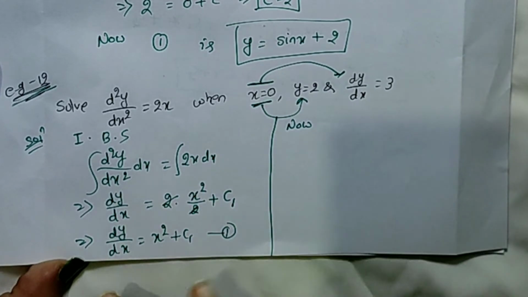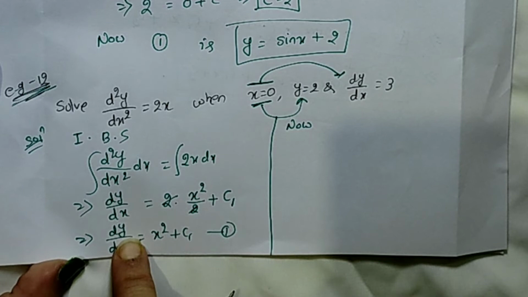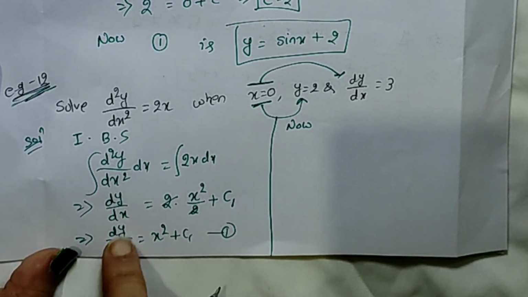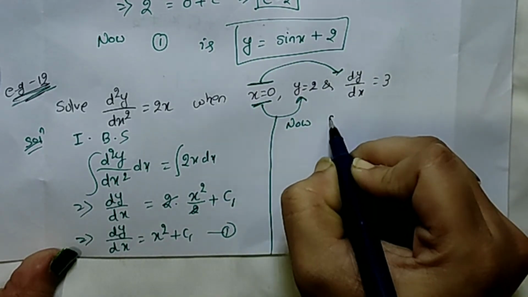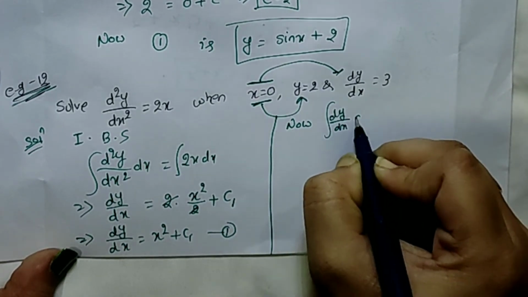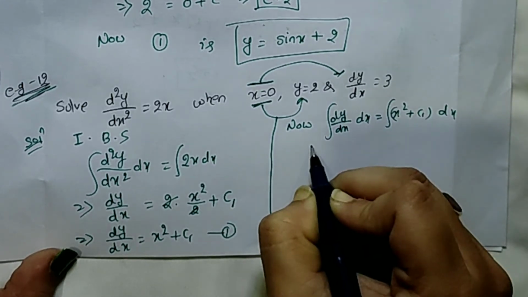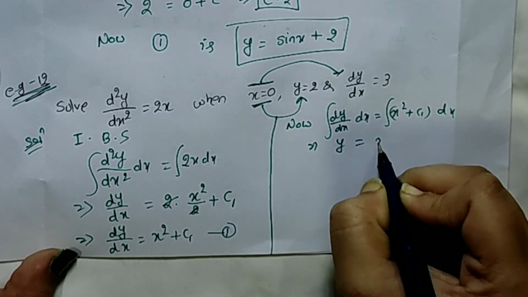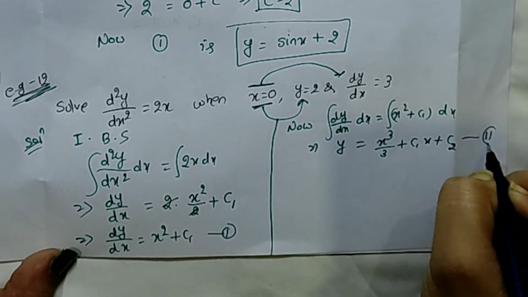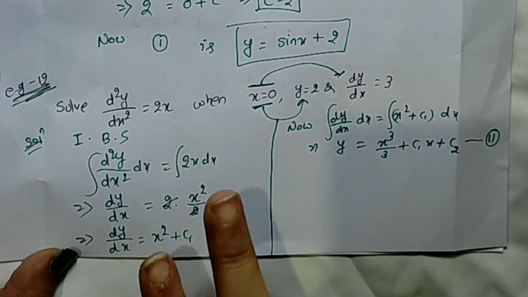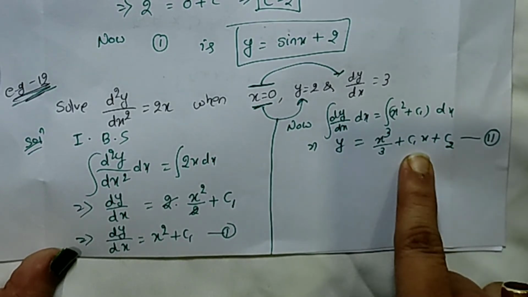Now again integrating this equation, because we want y. This is a first order differential equation, so we have to integrate once. By integrating, the integral of dy by dx is equal to the integral of x square plus c1, which implies y is equal to x cube by 3 plus c1x plus c2. This is equation 2. Now we have two arbitrary constants, c1 and c2.